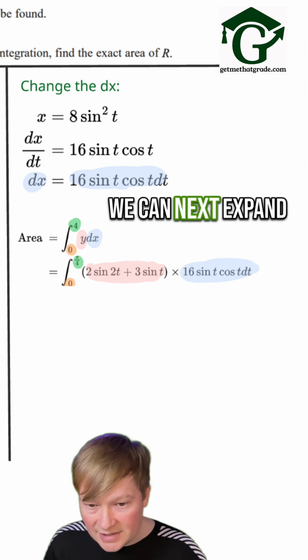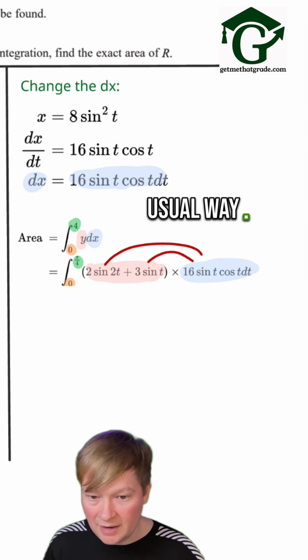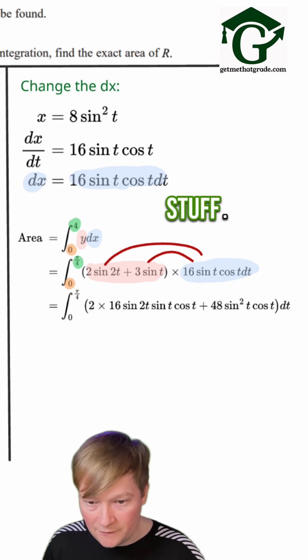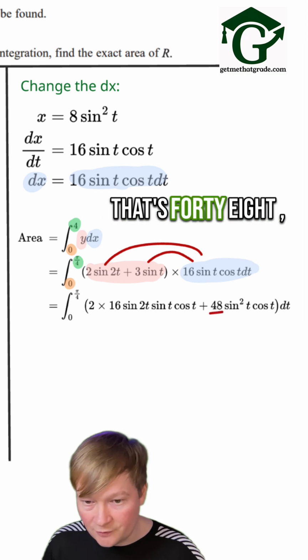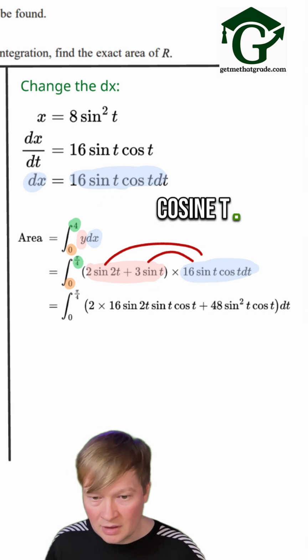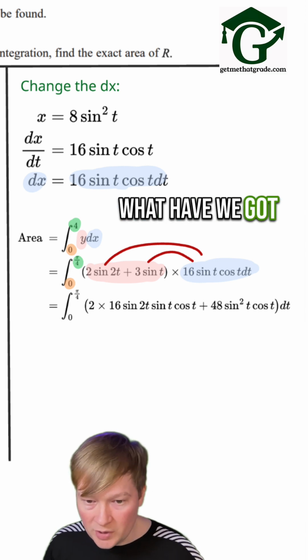We can next expand the brackets in the usual way. So we've got 2 times 16, and then I've got sine 2t, and then this stuff. And then I've got 3 times 16, that's 48. Sine times sine, sine squared, and then a cosine t. Okay, so what have we got here?